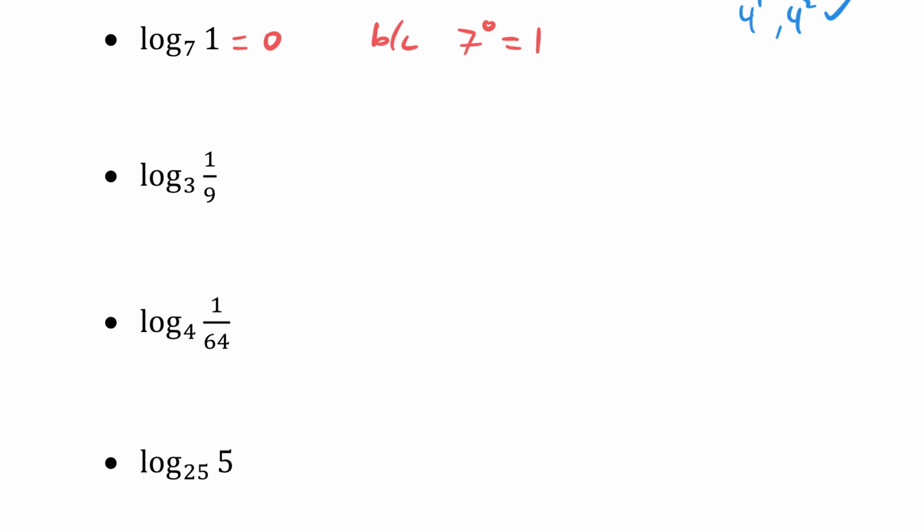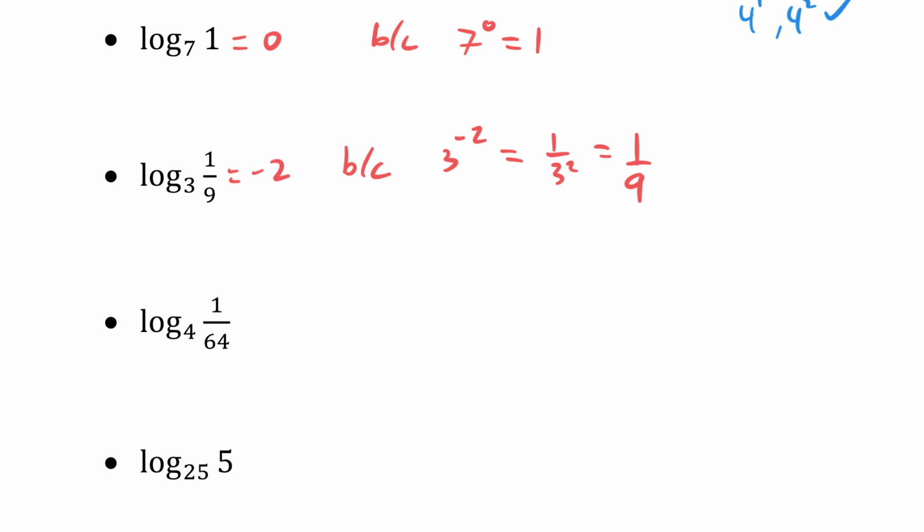Log base 3 of 1/9. So it's a little tricky. This is going to give you -2, because 3 to the -2 is going to give you 1 over 3 to the 2, which is 1 over 9. Okay, try the next one.